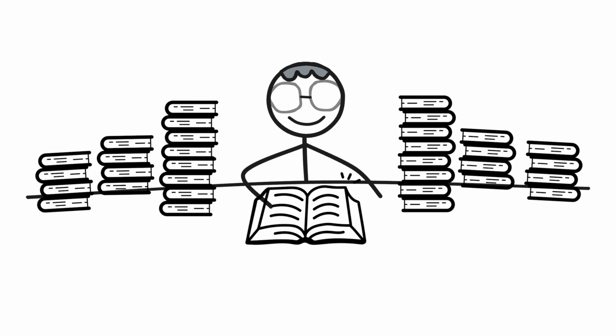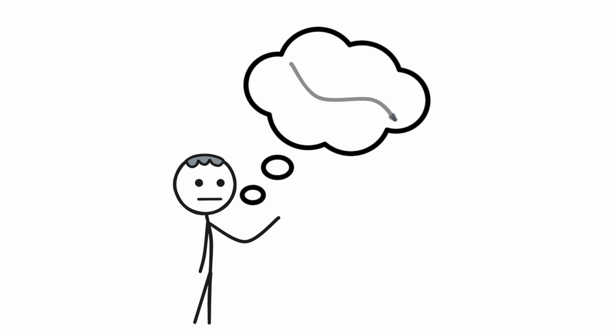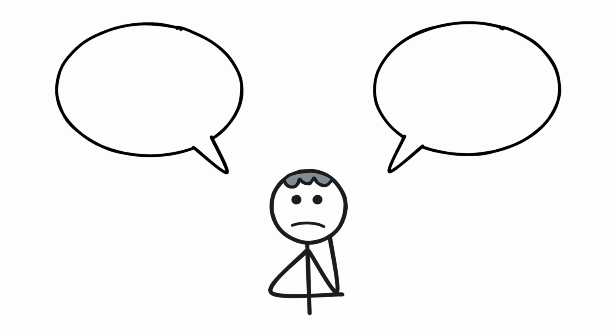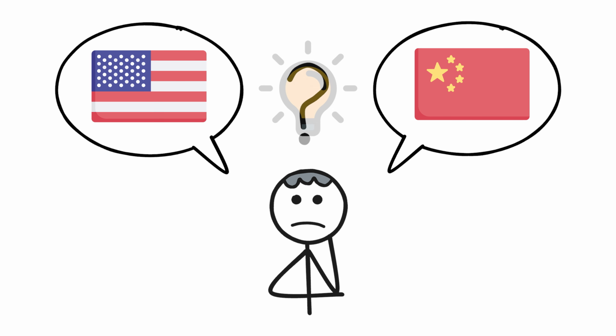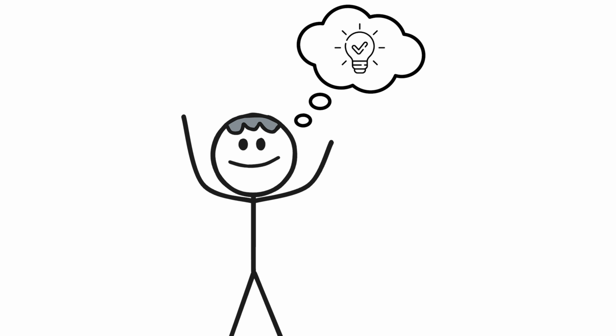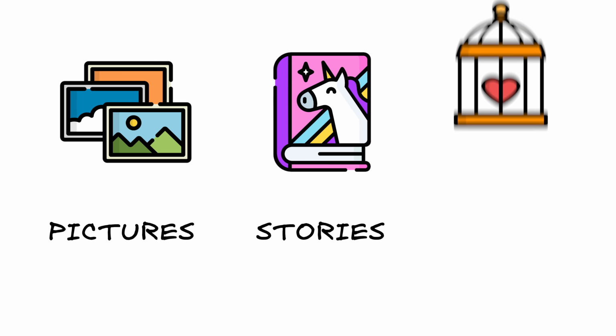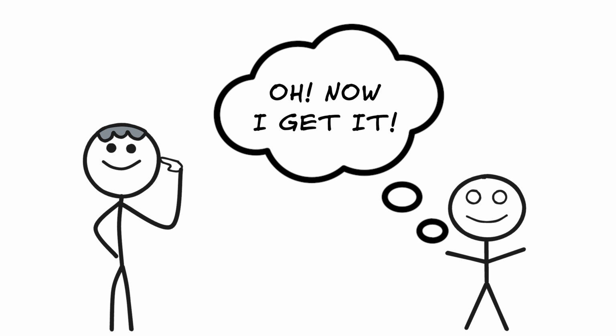Step 4. Simplify again. Once you've learned the tough spots, go back and make it even simpler. So, APIs are like translators that help two people speak different languages work together. They don't care what's being said, just that it's delivered. The trick is to use your imagination, pictures, stories, or analogies, to make your explanation easier to remember. If your little brother says, "Oh, now I get it," you nailed it.